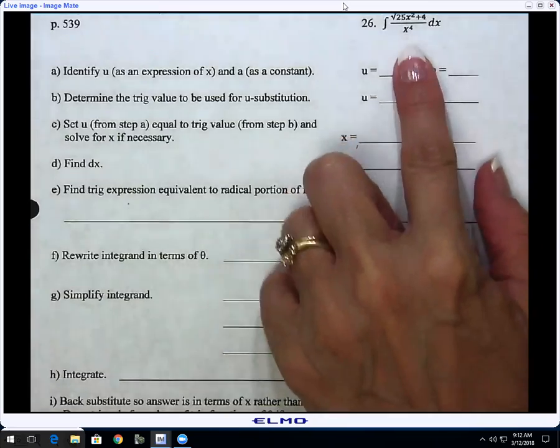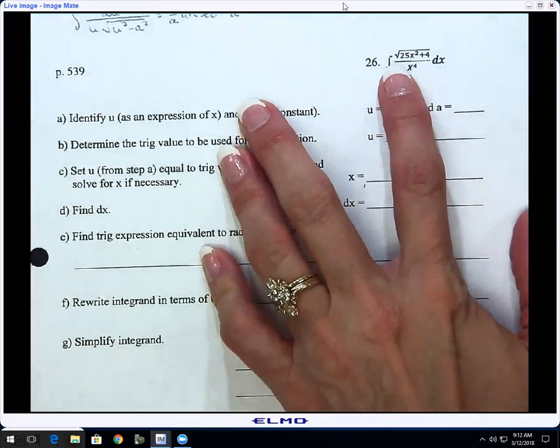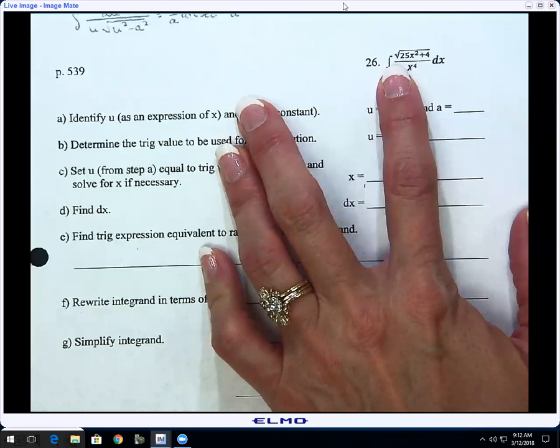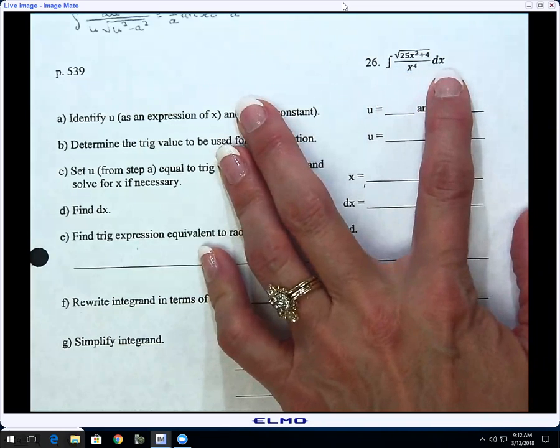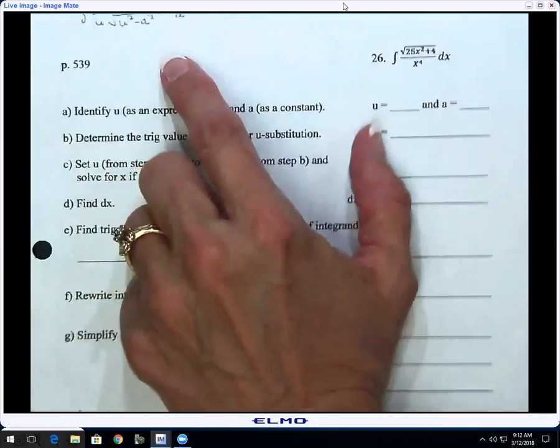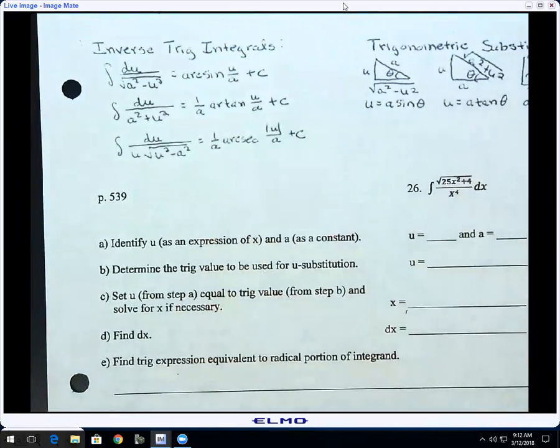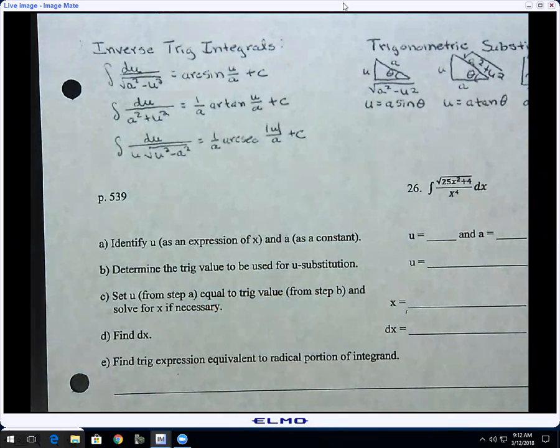Number 26 is the indefinite integral of square root of 25x squared plus 4 over x to the 4th dx. The first thing I would look to see is, is that one of my inverse trig functions? All my inverse trig functions, arcsine and arcsec, have the radical on the bottom, and this doesn't have the radical on the bottom, so it's not one of those 3. When I've identified it's not one of those 3, what I have learned to be the best way for me is to first identify what the u is and what the a is.